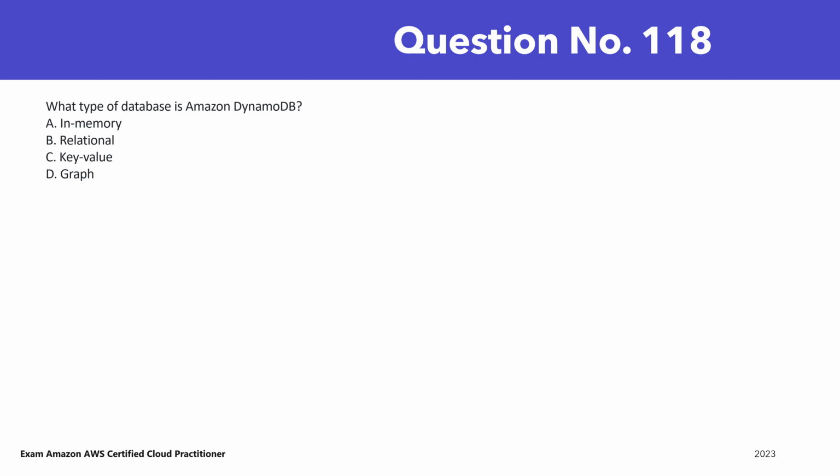What type of database is Amazon DynamoDB? A. In-memory. B. Relational. C. Key value. D. Graph. Correct answer, C.